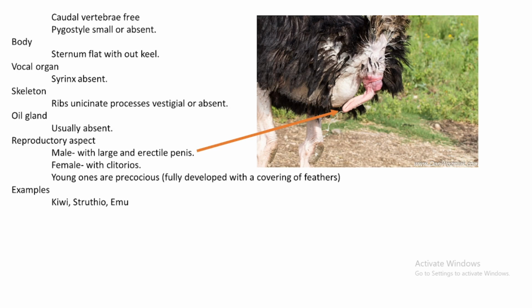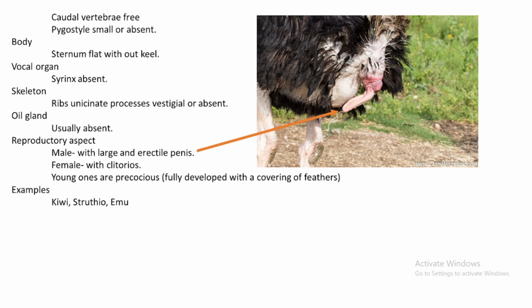Good morning, dear students. In the last class, we learned about the classification of birds, and that class is divided into two subclasses: Archaeornithes and Neornithes. And the Neornithes are again divided into four super orders. The first super order is Odontognathae, that includes all extinct birds.